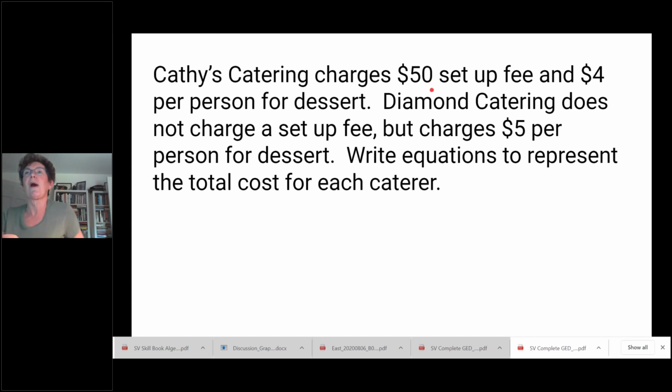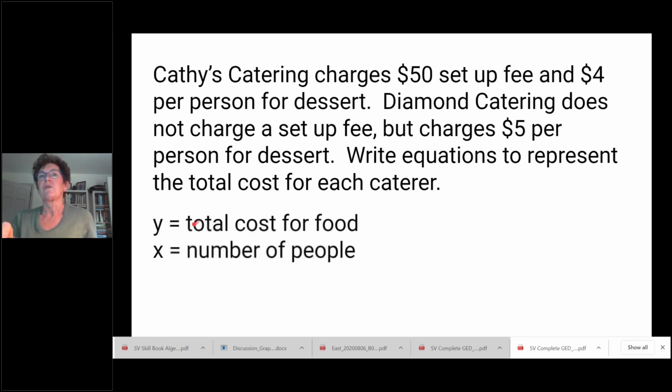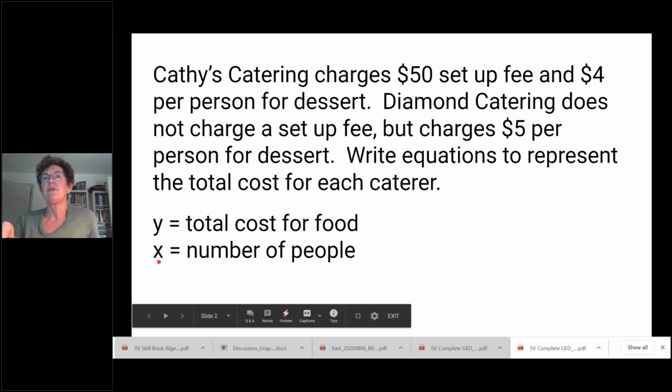And then here are the situations. With Kathy's Catering, I have a y-intercept or a starting point of $50, and my slope or my rate of change is $4 per person. With Diamond Catering, I have no y-intercept, no startup cost, but my rate of change, my slope, is $5 per person. So the first thing we do when we write any equation is to define our variables or say what the unknowns are and what variables we're using for those. So in this situation, what I'm looking for is my total cost of food, and I've called that Y. And my other unknown is the number of people, and I've called that X.